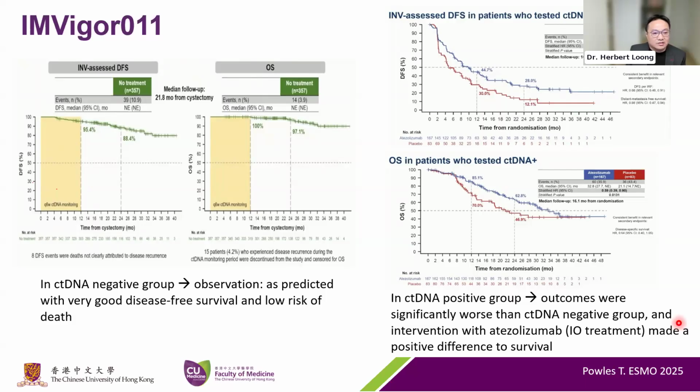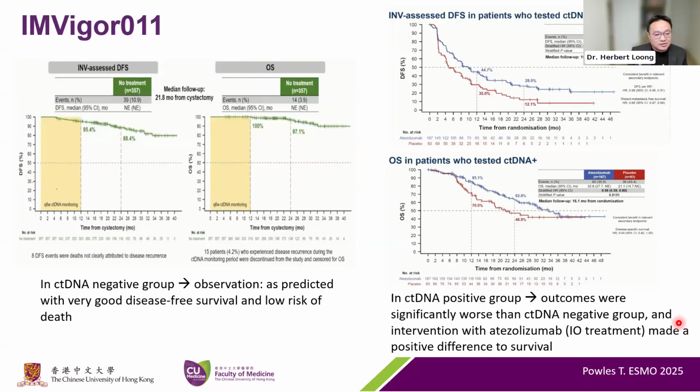And on the right-hand side are the patients who had detectable ctDNA, where they were randomized to either receive the adjuvant immunotherapy or placebo. What you can see on these two survival curves is that the blue line are the patients who actually received the adjuvant immunotherapy. They had a better disease-free survival as well as a better overall survival. Essentially, we were able to tease out which patients would benefit most from immunotherapy.